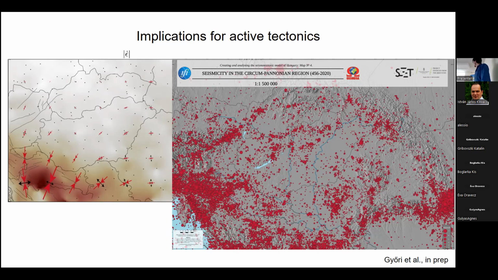The magnitudes are like 3 and 4, and that can translate to a motion of not even a millimeter on the surface. We did some calculations on that at one point. Simply, if the depth of these is 10 kilometers and the magnitude is, let's say, 3, then you barely have any motion on the surface. So I think that could be explained by that.